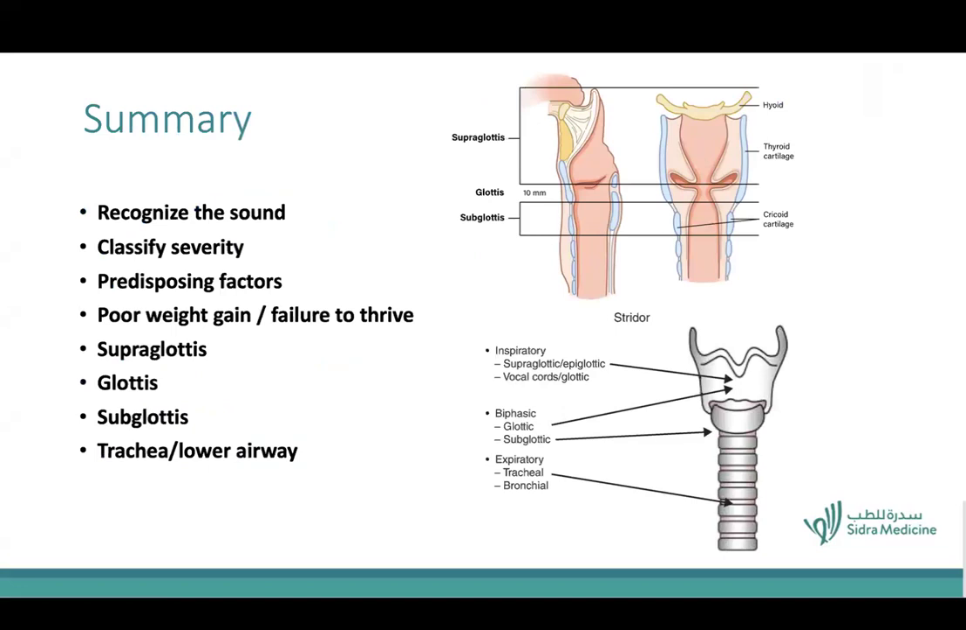Okay, so as a summary, it's important first of all to recognize the sound, your stridor, and understand exactly what it is. You then classify the severity of the stridor. You then consider what predisposing factors this child may have, whether it's prematurity, a history of endotracheal intubation, traumatic intubations, how long they were intubated for, their birth weight, reflux. And then you start thinking about where this pathology might be: supraglottic area, glottic area, the subglottic area, and the trachea and the lower airways.